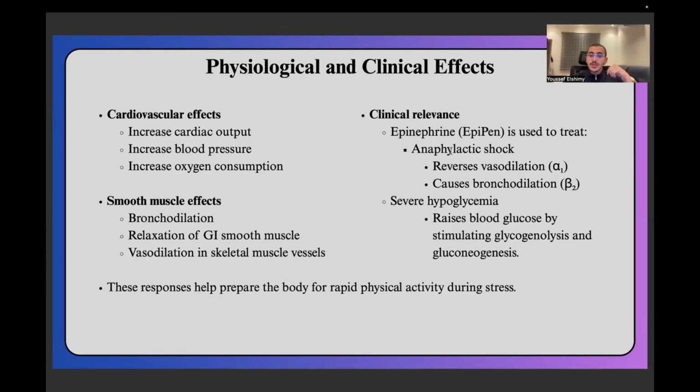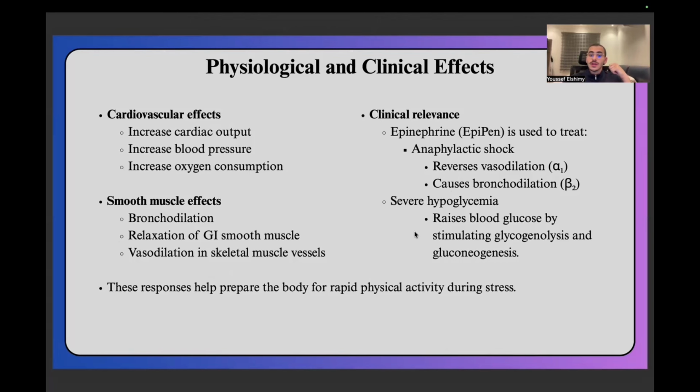One thing to note, the clinical relevance of epinephrine or EpiPen is that it is used in anaphylactic shock. In anaphylactic shock, there is vasodilation. So in order to bring back the vasoconstriction, you give EpiPen. This would act on the alpha 1 to cause vasoconstriction and increase peripheral resistance. Also, in case of anaphylactic shock, you cannot breathe well. So also the epinephrine is going to act on the beta 2 on the lungs to cause bronchodilation.